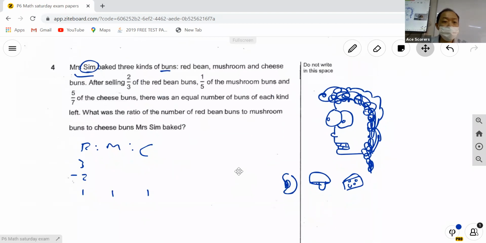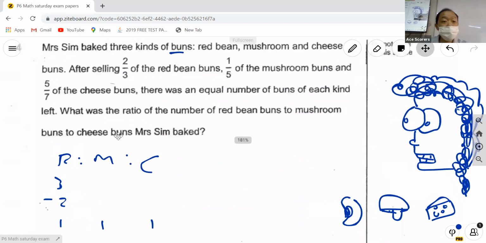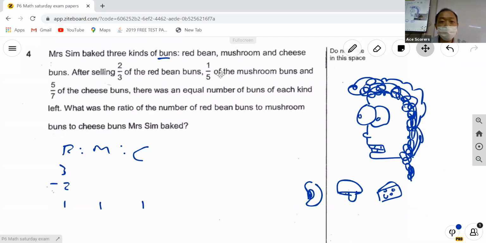Okay, let's look at this, right? So luckily we have the drawing of the same right here. That really does help to solve the question. Mr. Singh baked 3 kinds of buns: red bean, mushroom, and cheese. After selling 2/3 of the red bean, 1/5 of the mushroom, and 5/7 of the cheese, there was an equal number of buns of each kind left.